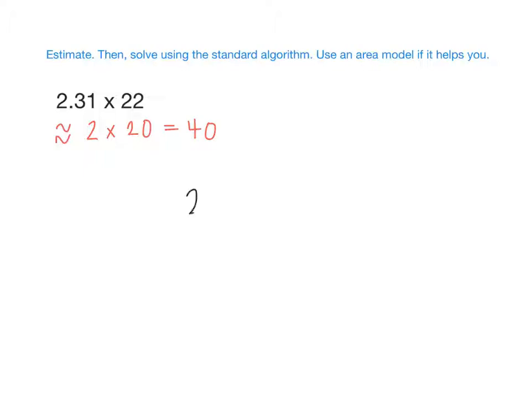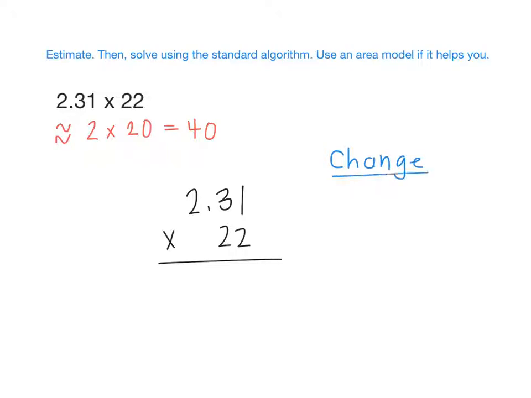Okay. So let's go ahead and set up our standard algorithm. We have 2.31 times 22. Are we ready to multiply? No. Why not? Why are we not yet ready to multiply? Maham? Because if you didn't change the 2.31, then 22 would be in the tens place. But if you would change 2.31 by multiplying it by 100, then right now we have a decimal, so we don't want that. So we're going to temporarily change the problem to get rid of that decimal point. How do we do that?